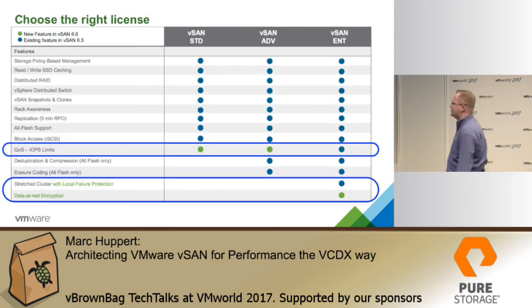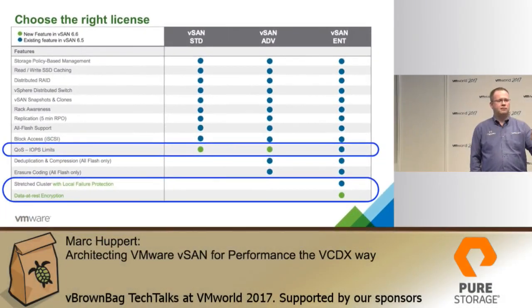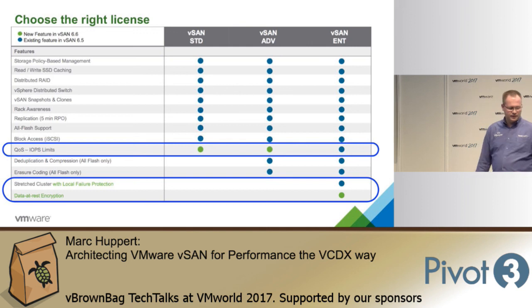And choose the right license. We always have this kind of discussion about all-flash support. Yes, it is included in the standard license, but every customer who hears about all-flash wants to use dedup and compression. And that's only available inside the advanced license. And if you're going to do a stretch cluster implementation, you need the vSAN enterprise license. And you have this limit of only 15 ESX hosts per data center, 50-51. That's the limit of the stretch cluster configuration.